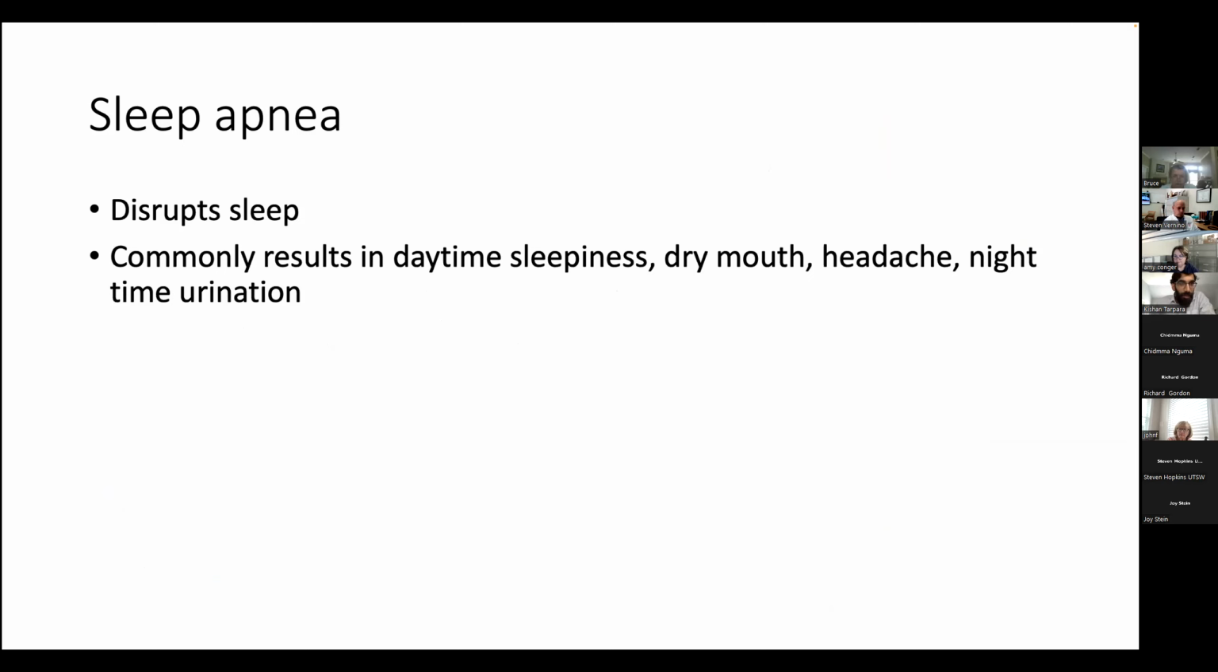So sleep apnea disrupts sleep. It results in daytime sleepiness, dry mouth, headache, and can also worsen nighttime urination.